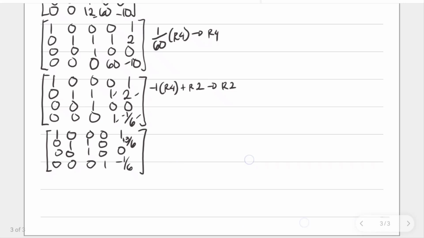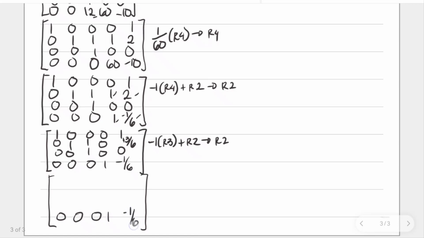Okay. Last step. Make this equal to 0. So we multiply negative 1 to row number 3 plus row number 2 for a new row number 2. So this would be our final form here. So the fourth row is still 0, 0, 0, 1, negative 1/6. It's still 0, 0, 1, 0, 0. The first row is still 1, 0, 0, 0, 1. And the second row will still be 0, 1.